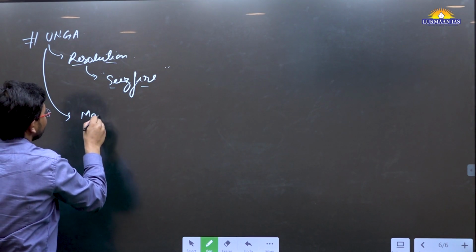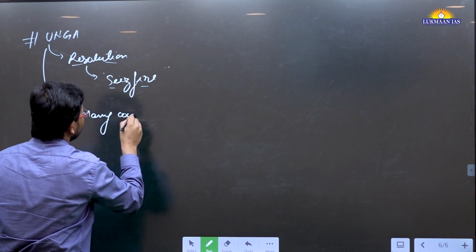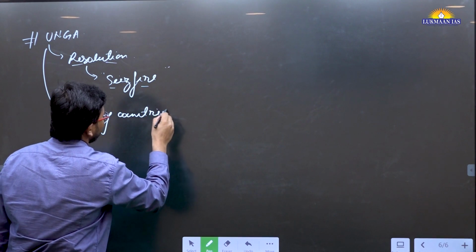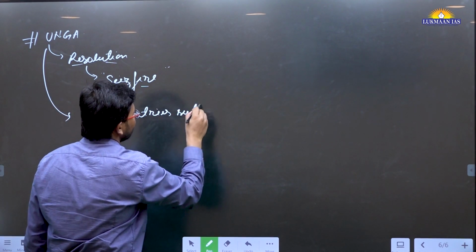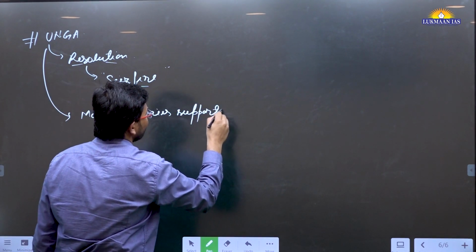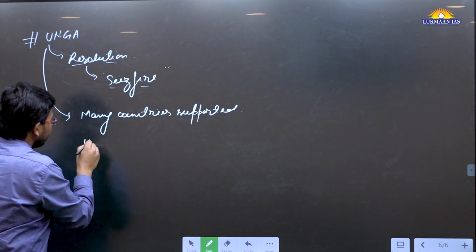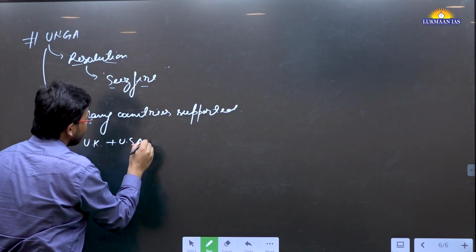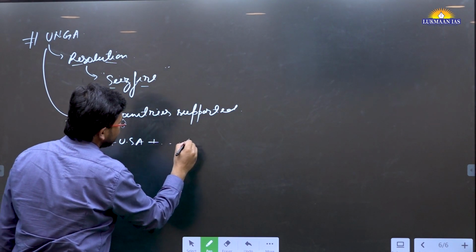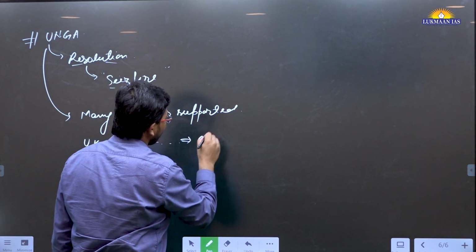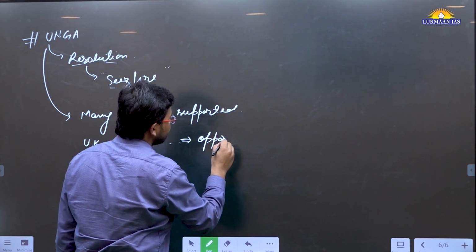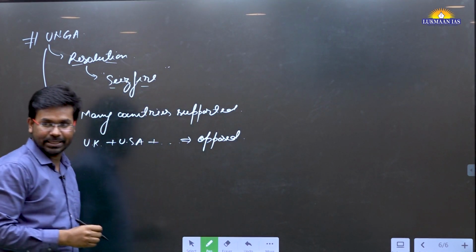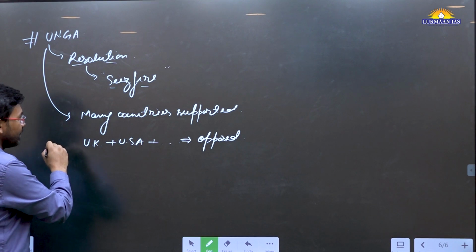Many countries have supported it, especially the Arab world. But the United Kingdom, the United States of America, and many other countries have opposed this particular thing. They have voted against it in the United Nations General Assembly.